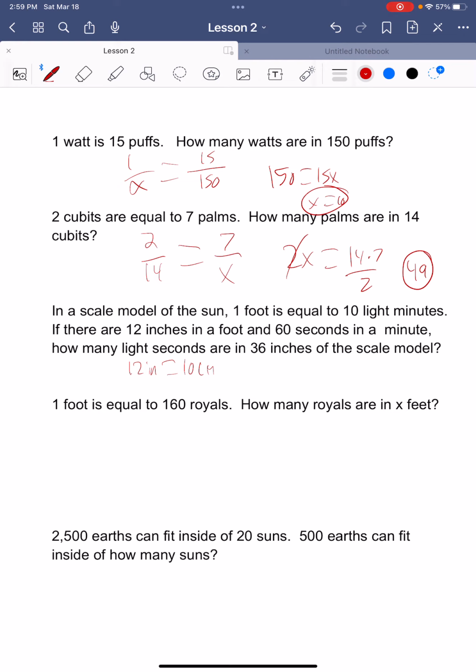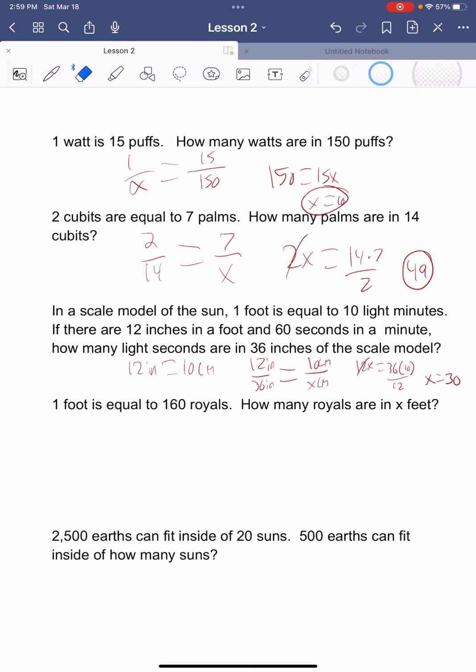So we'll create our fractions first. We know that 12 inches over 36 inches is equal to 10 light minutes over some number of light minutes. So now, if we cross multiply, we get 12x equals 36 times 10. Divide by 12. 36 divided by 12 is 3 times 10, so x equals 30. Now that's not our answer. We just figured out that 36 inches of the scale model is 30 light minutes.